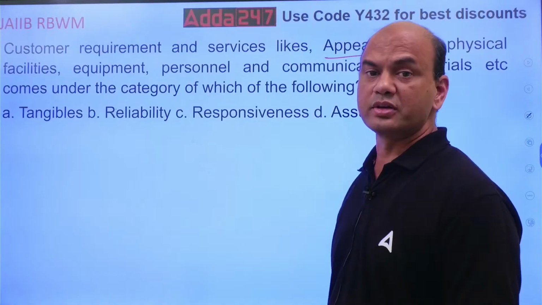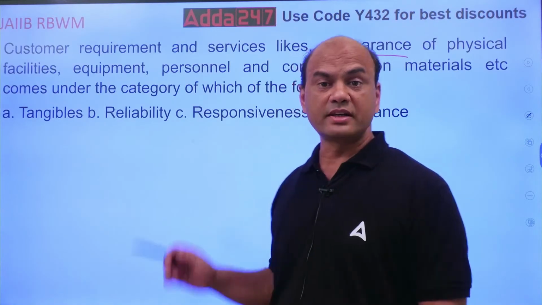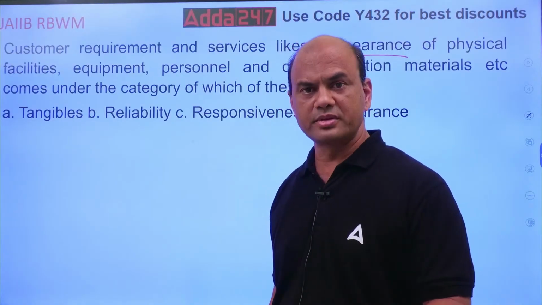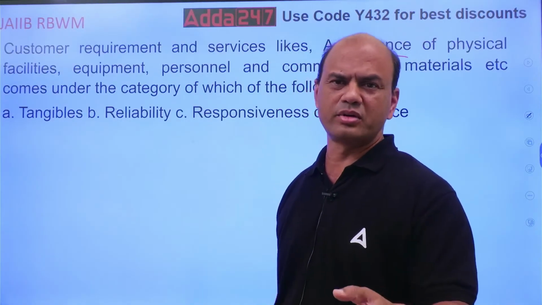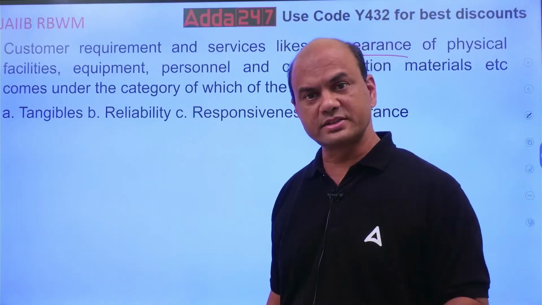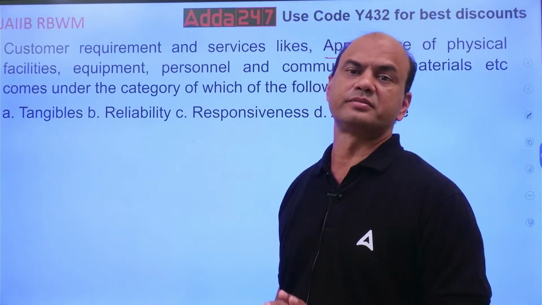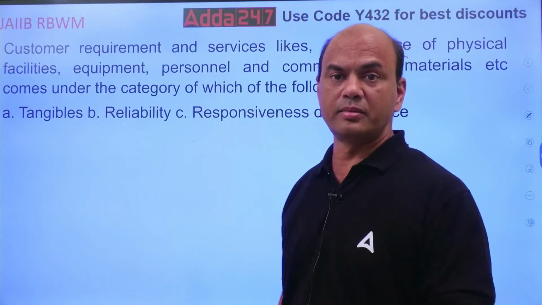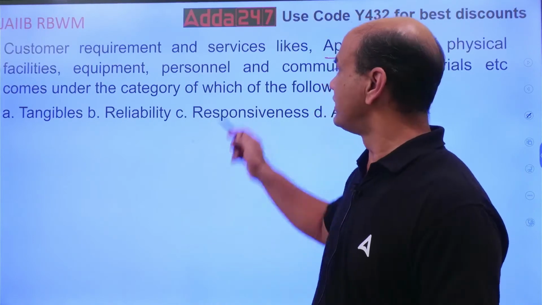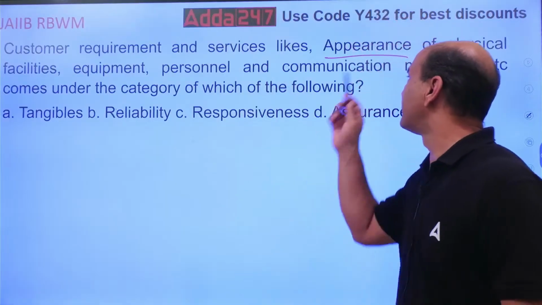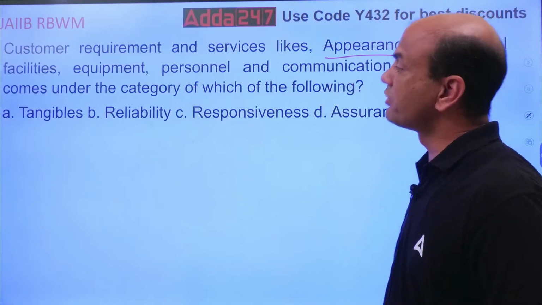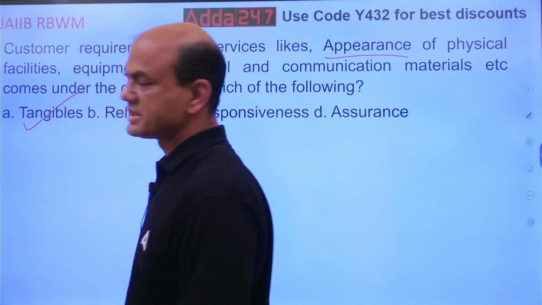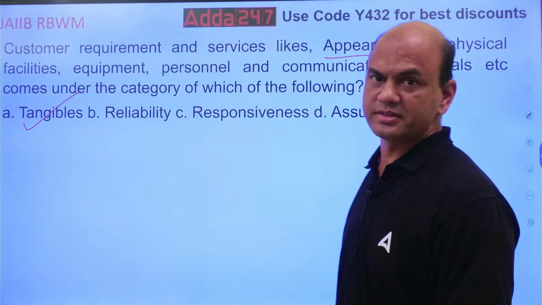Assurance means, how do you assure? This is related to the individual. If a customer gives you some job, kindly open my account tomorrow, and if you say yes, then you have to do it. Customer must feel assured that once the work is given, it will be done. But here we are talking of appearance, equipment. So this comes under tangibles. This is the answer. Tangibles. Okay?